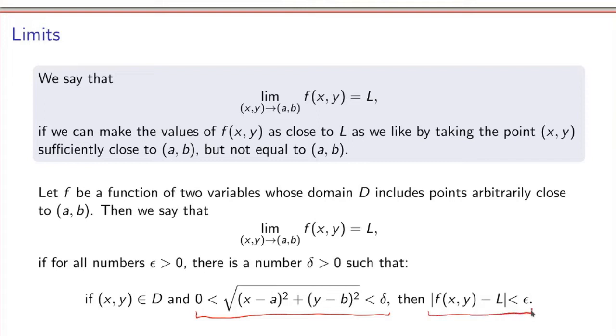And again, we can pick any epsilon here, so what that means is that we can make the value of the function as close to L as we'd like by taking the point (x, y) in our domain to be sufficiently close to (a, b) but not equal to (a, b).